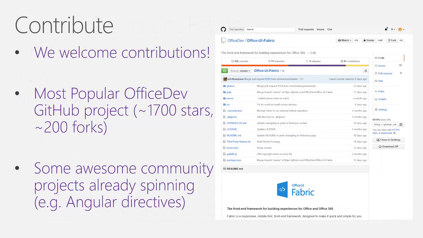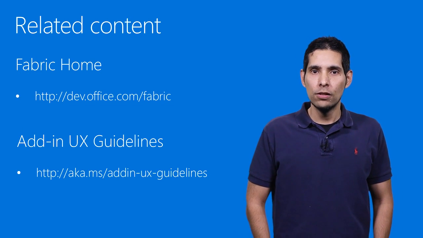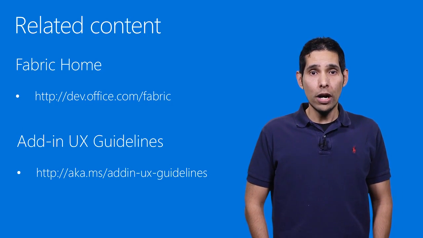Fabric is an open source project, and we would love to get your contributions. Bug reports or fixes, optimizations, and suggestions for new components are all welcome. We've also seen some awesome community projects being built around Fabric. Some notable examples are projects to create Angular directives and React components. Very exciting. If you want to learn more about Fabric, head to dev.office.com/fabric.